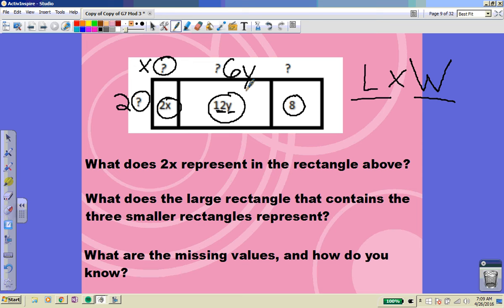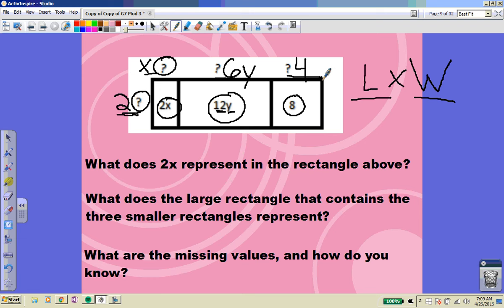And then 2 times what will give me 8? And that would be 4. Okay? Length times width. Length, well actually this is width. Width, so length times width. Length times width. So we need to write the final answer as sums. We're writing the sums of these products.